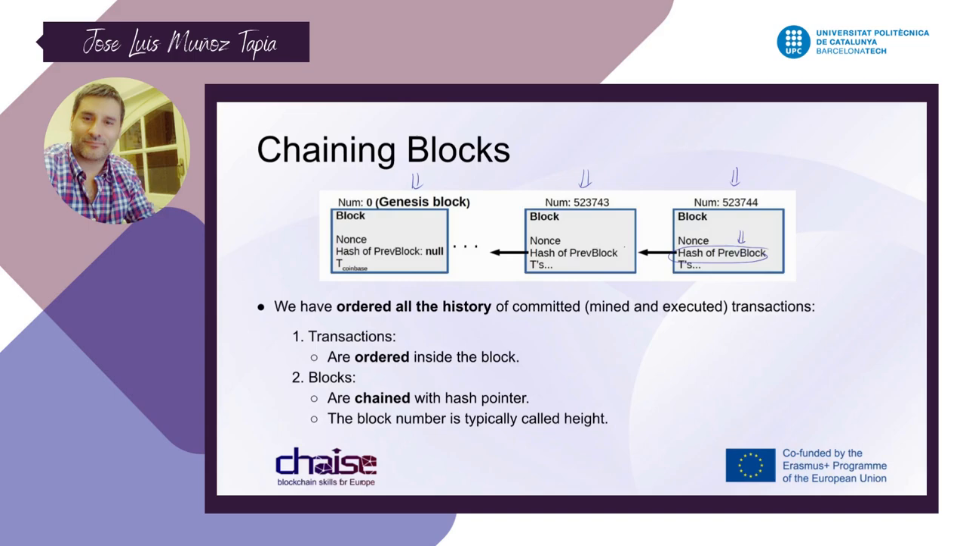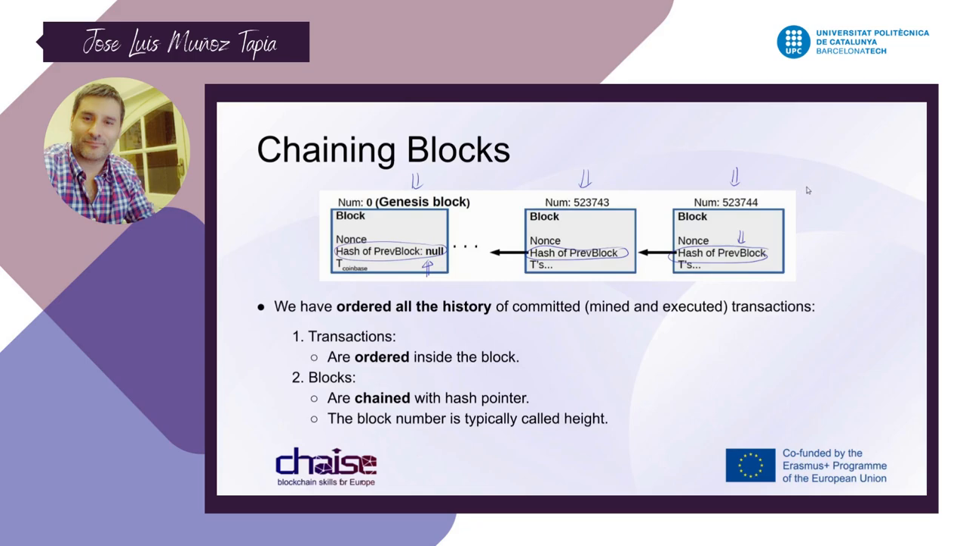So in blockchain, we link blocks using hash functions, because each block contains the hash of the previous block. Except one very special block, the first block, which is also called the genesis block. In this case, the hash of the previous block is null because there is no previous block. So this is one of the uses of hash functions in blockchain, chaining blocks.